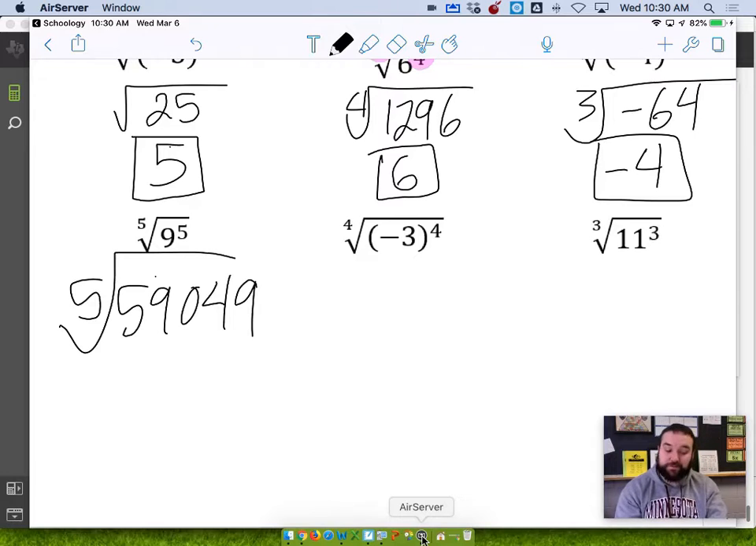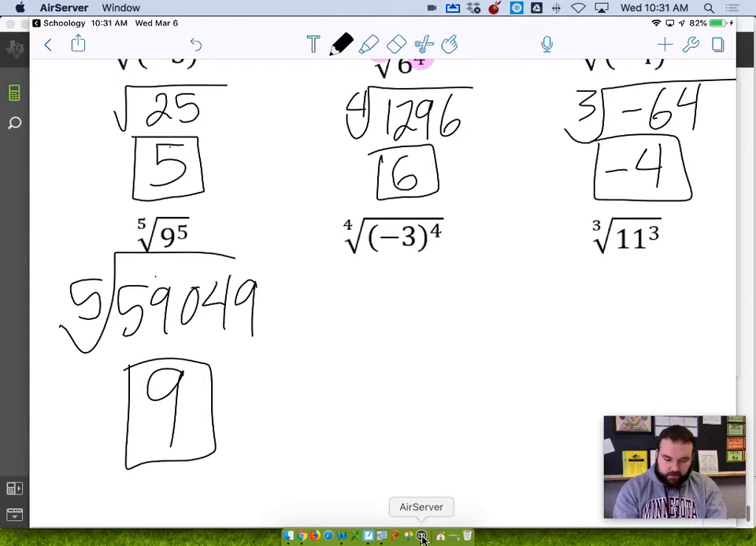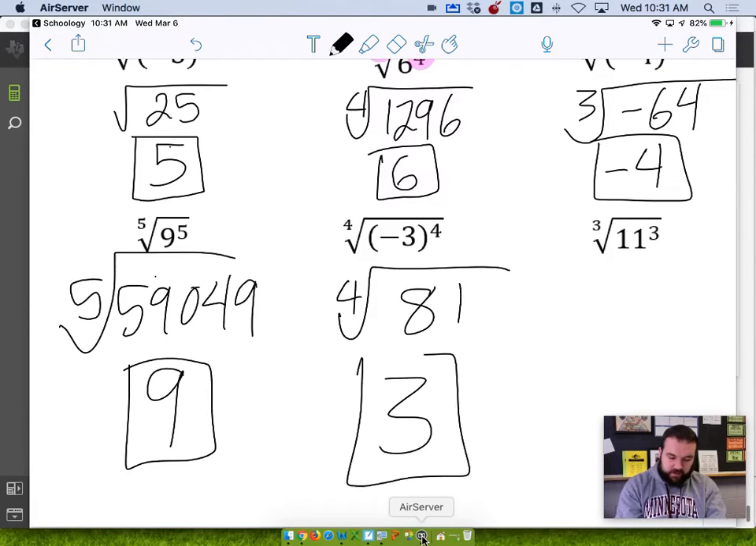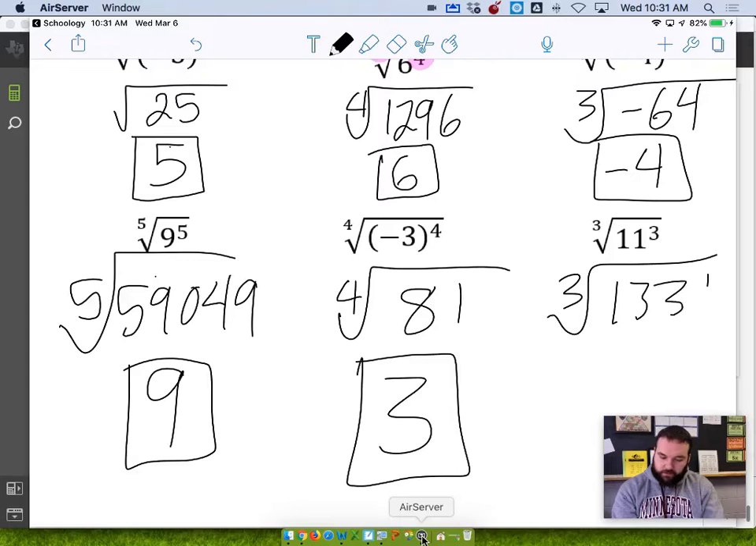59049. But when I take the fifth root of a positive number, I get a positive number back. Same thing here. If I take -3 to the fourth power, that gives me positive 81. But then if I type the fourth root of 81 into the calculator, it's only going to give me the positive, and that's what we're looking for, just the principal root. And then finally here, if I do the same thing with 11 to the third power, that's 1331. If I then cube root that, I get 11.